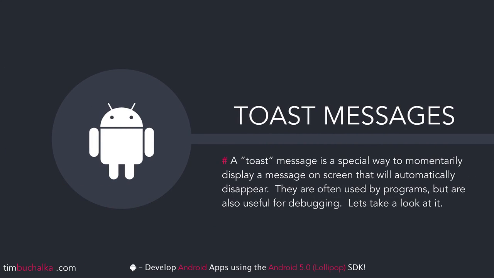In this video, we're going to explore toast messages. Now, a toast message is a special way to momentarily display a message on the screen when you're in an Android application. Now, you may have seen those come up before if you've used an Android device in the past. It'll pop up, perhaps for half a second or a second, and then automatically disappear.